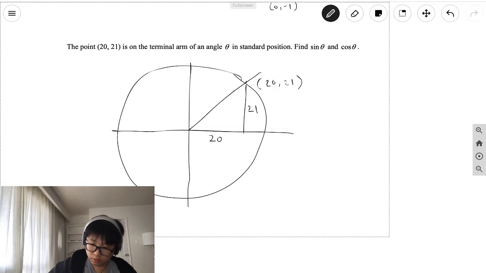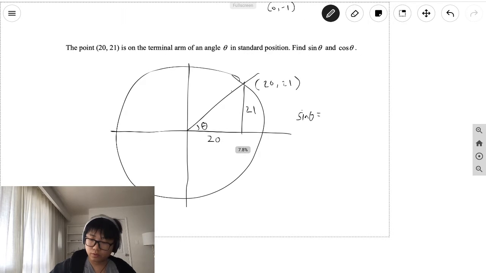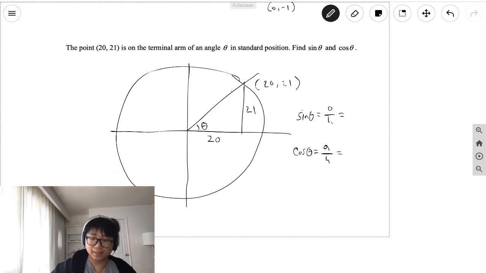So theta. I need to find sine theta and cos theta. Sine theta I know is opposite over hypotenuse, opposite meaning the 21. And cos theta is going to be adjacent over hypotenuse. So this is opposite over hypotenuse, this is adjacent over hypotenuse. Well, I have opposite, I have adjacent, I don't have hypotenuse. How do you think I can find it? Exactly, use the Pythagorean theorem.